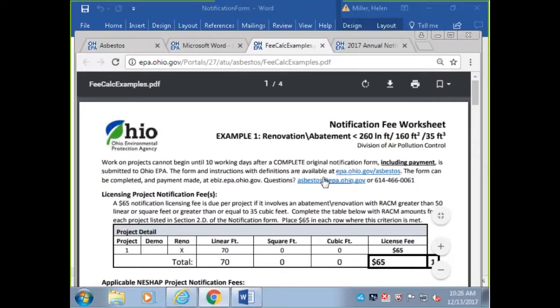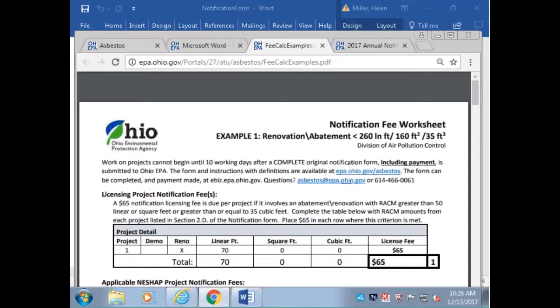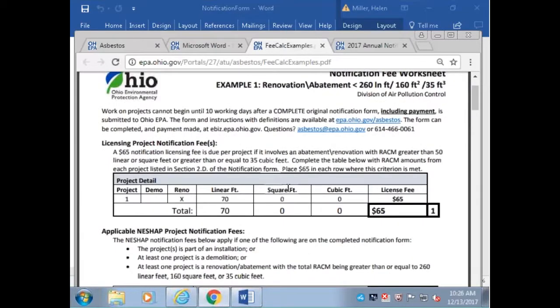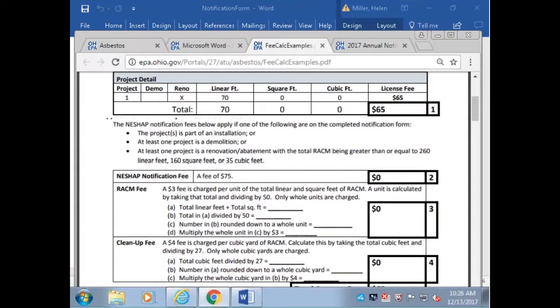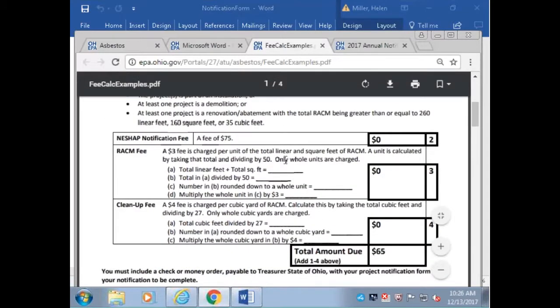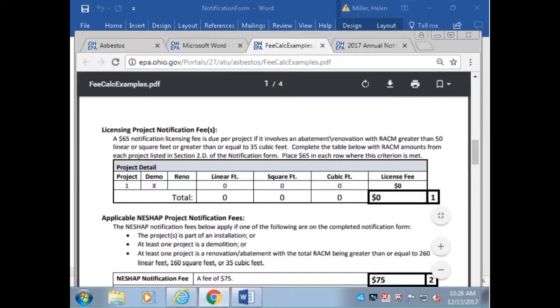So first example of a fee calculation. This is an abatement, renovation abatement, that's less than 260 linear, 160 square, 35 cubic feet. So for example, you have 70 feet. It obviously meets the licensing requirements, but it doesn't meet the NESHAP requirement notification fee. So you will go through here, put in your linear foot, there's the $65 that applies to that specific address. And then again, it's not over the NESHAP quantifications for abatement, so no $75 fee, no racking fee, no cleanup fee, so the total amount is $65. Not too difficult a one there.